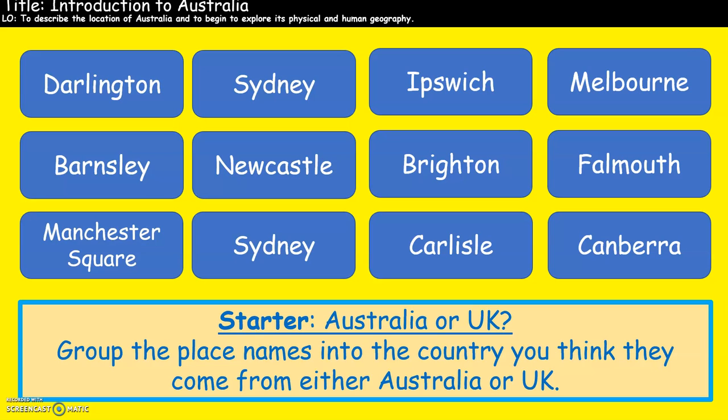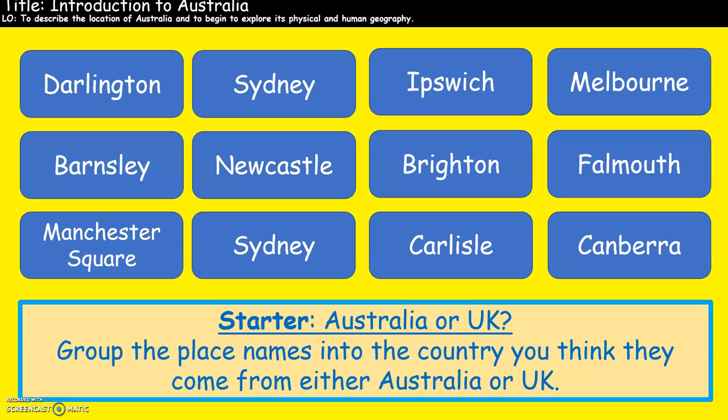Now, hopefully you paused the video. If you didn't, you might want to think about doing that now. However, these 12 different cities all belong to Australia. Now that might sound a little bit unusual, especially if you live near a Darlington, a Newcastle, or a Manchester, but all of these places have transferred across to Australia. That's down to Australia's history, and that's something we'll come on to in a few lessons' time.